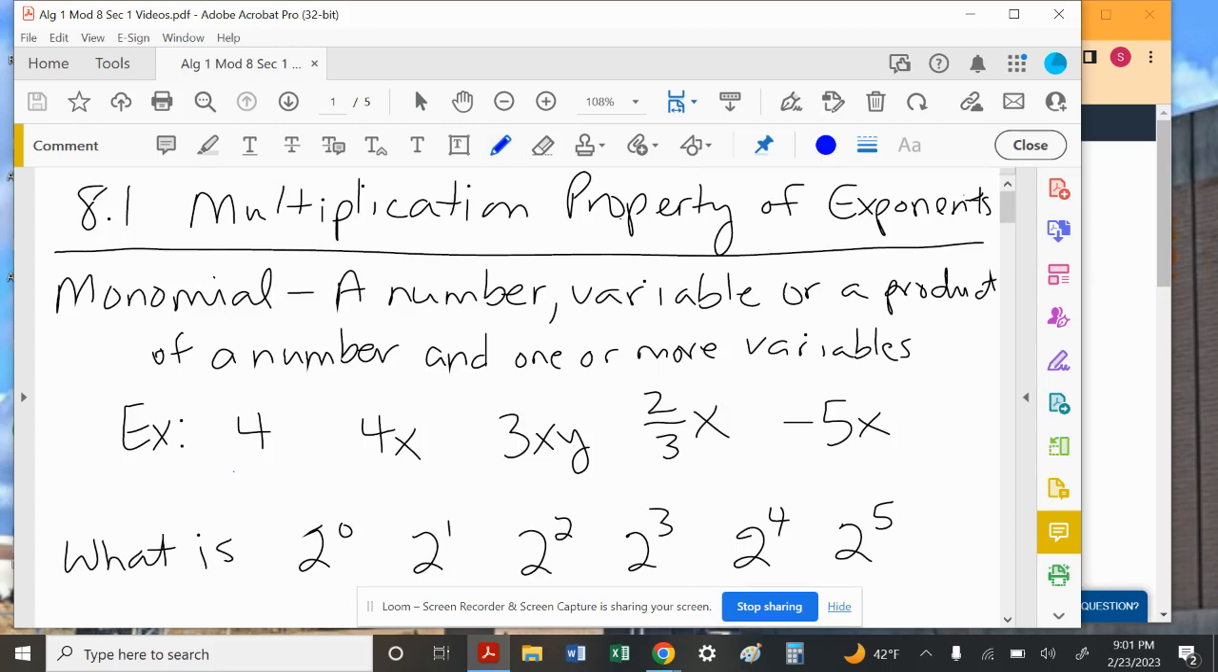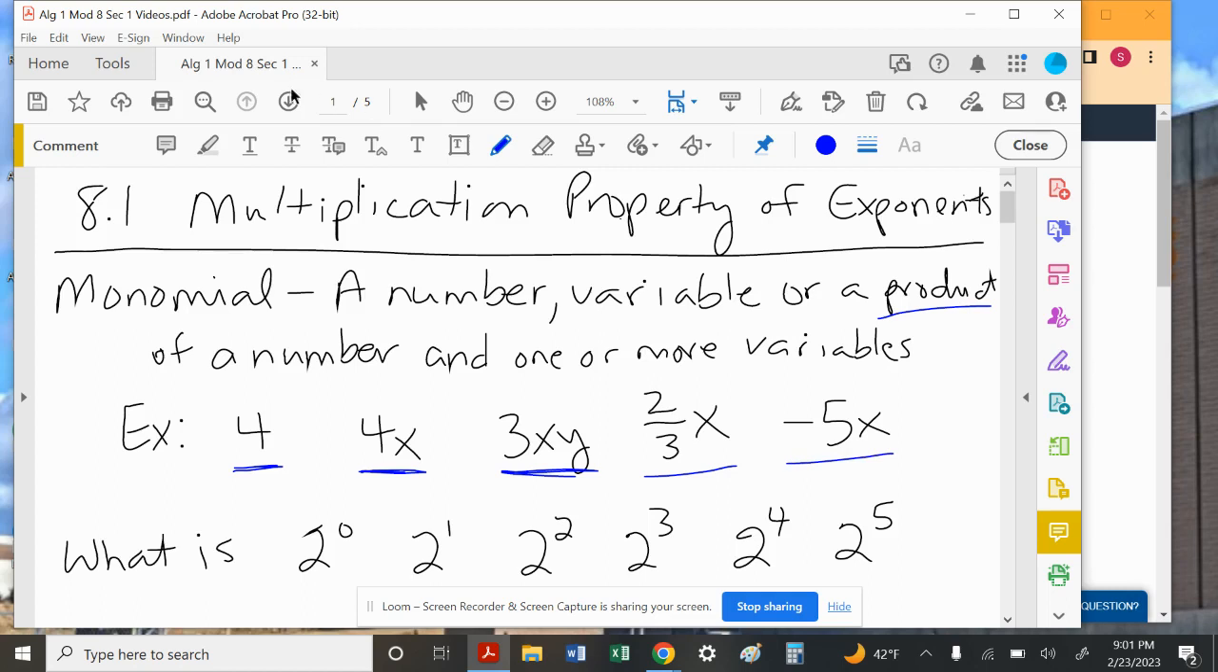So some examples: this is a monomial. This is a monomial for x, 4 times x. This is 1, 2, 3 times x times y. So notice it says product, which means multiplication. 2/3 times x and negative 5 times x. So all these are examples of monomials. And this is going to be important for sections that we deal with a little bit later on.